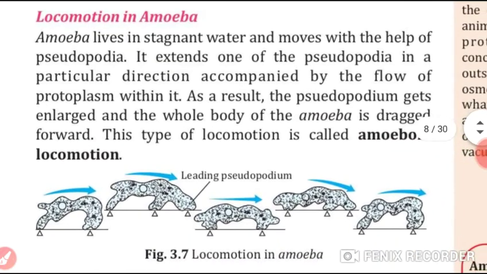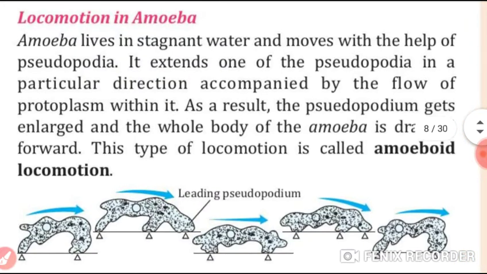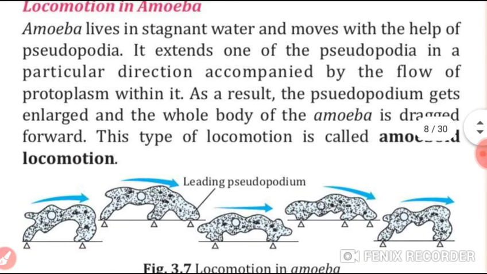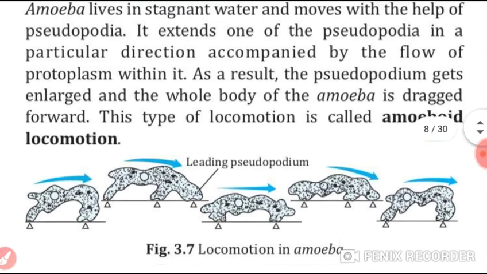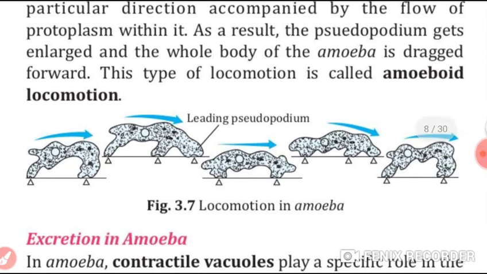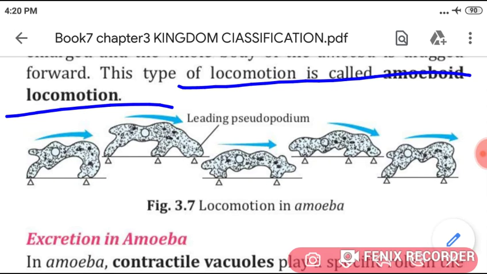Now locomotion in amoeba. How locomotion takes place in amoeba, students? Amoeba lives in stagnant water, students, and moves with the help of, as I told you, pseudopodia. It extends one of the pseudopodia in a particular direction, followed by the flow of protoplasm with it. As a result, the pseudopodia gets enlarged and the whole body of the amoeba is dragged forward. This type of locomotion is known as amoeboid locomotion.